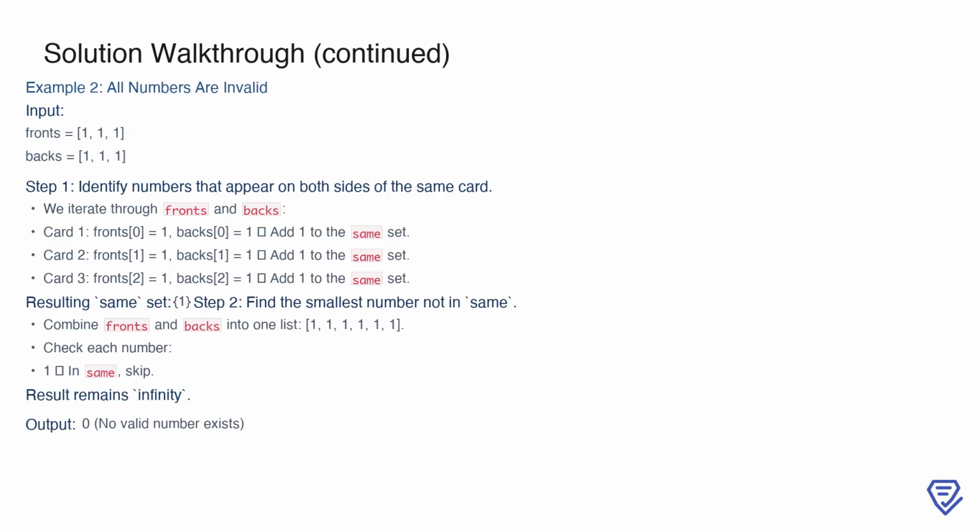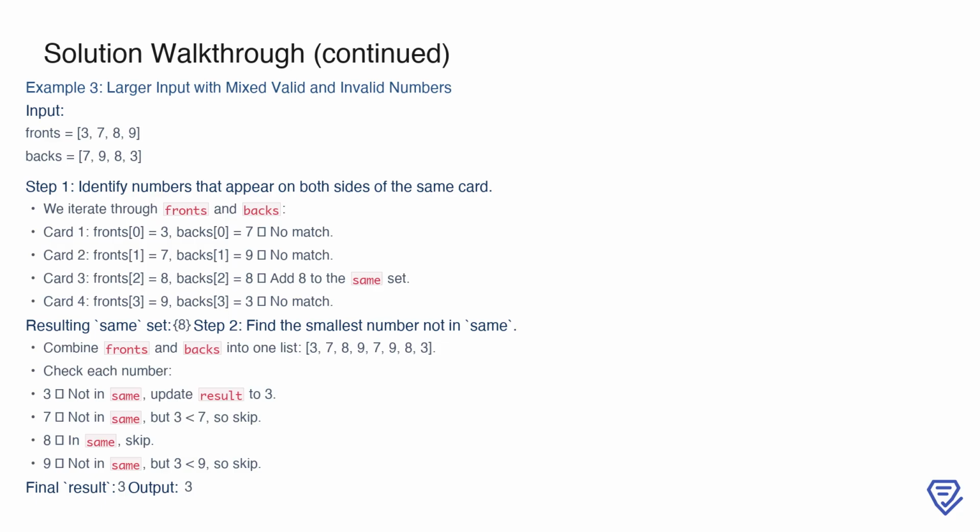Now let's consider a case where all numbers are invalid. In this input, every card has the same number, 1, on both its front and back. As we iterate over the cards, we see that 1 is repeated on both sides for all 3 cards, so we add 1 to the same set each time. After checking all the cards, our same set contains only the number 1. Next, we try to find the smallest number that is not in this set. Combining all the numbers from fronts and backs into one list, we see that every number is 1. Since 1 is in the same set, we skip over it entirely, leaving no valid number to choose from. Because we cannot find any number outside of the same set, the result remains undefined, which we treat as 0 in this problem. Thus, the output is 0, indicating no valid number exists.